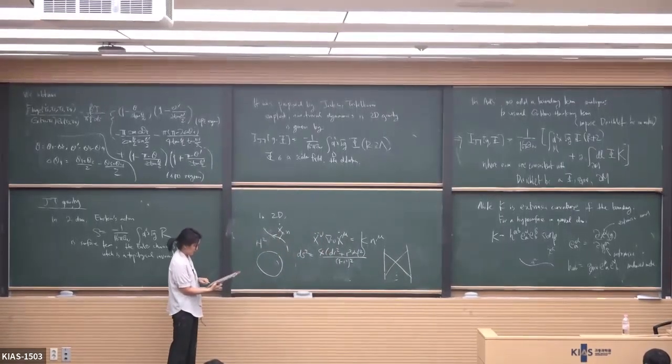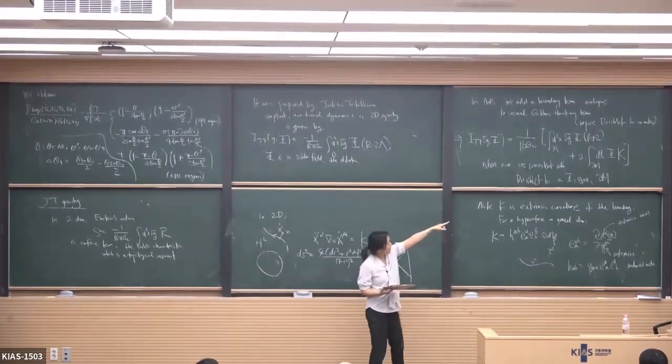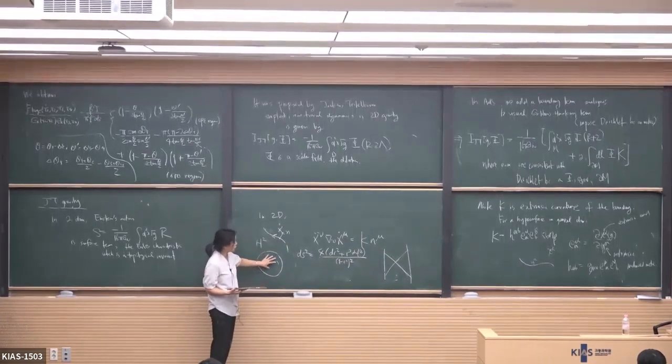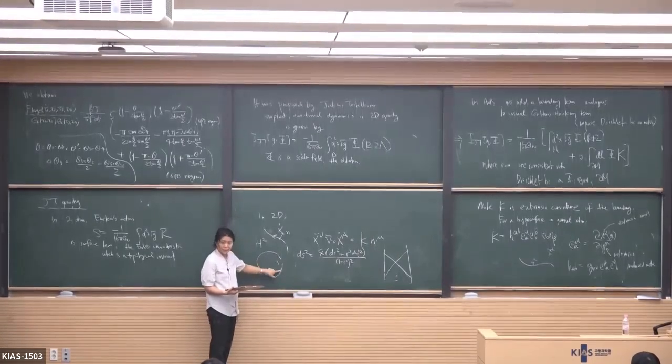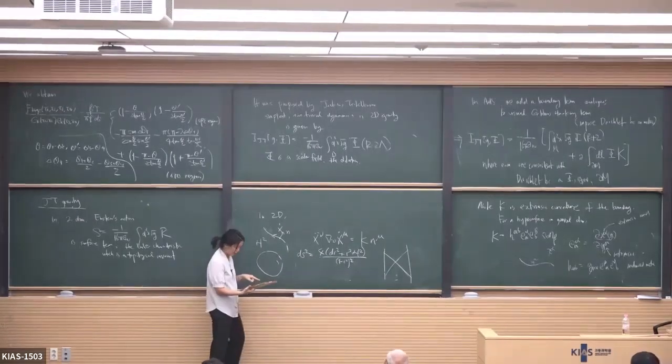Yeah, so the claim is that when we compute the K, the extrinsic curvature along a curve for a curve in ADS2, and we take the limit of the curve going to the boundary of this disk, we actually recover the Schwarzian action. Okay?